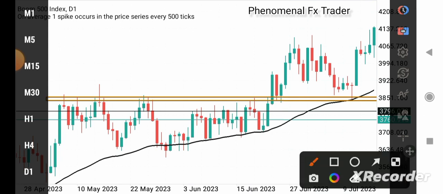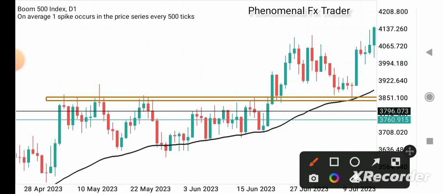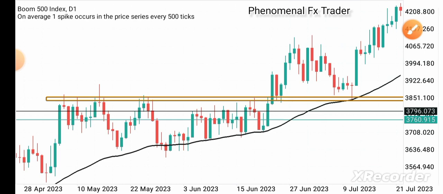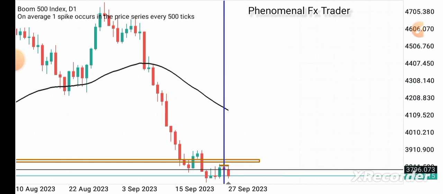You see, it was acting as resistance here. Okay, you can see it was acting as resistance here, and it broke out, then turned support at this point. So just mark out such a place, or any other strong resistance zone around the current price.